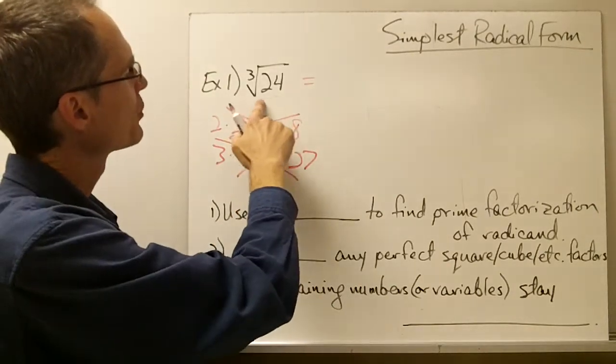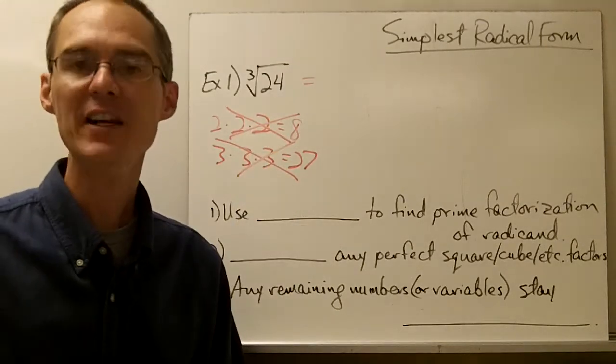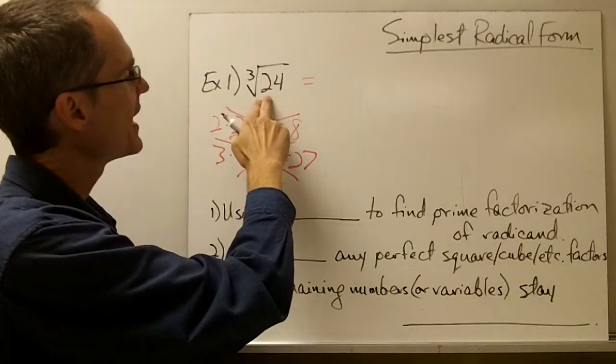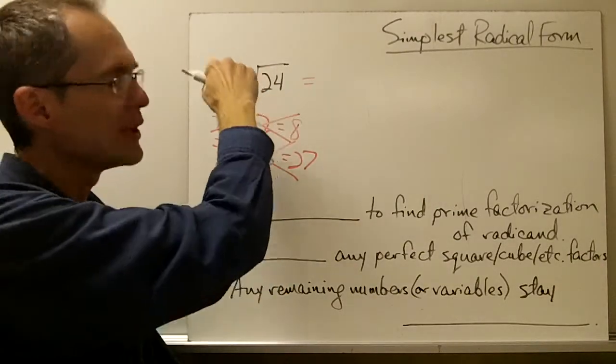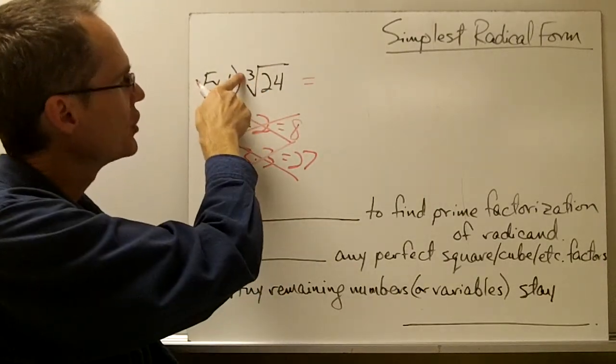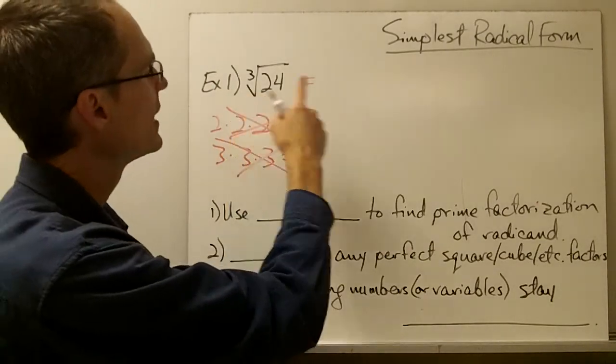Well, the way we approach problems like this is we want to use factor trees in order to find what's called the prime factorization of 24, and then we can pull out any perfect cube factors that we find using our factor tree. So let's see what that looks like. 24.